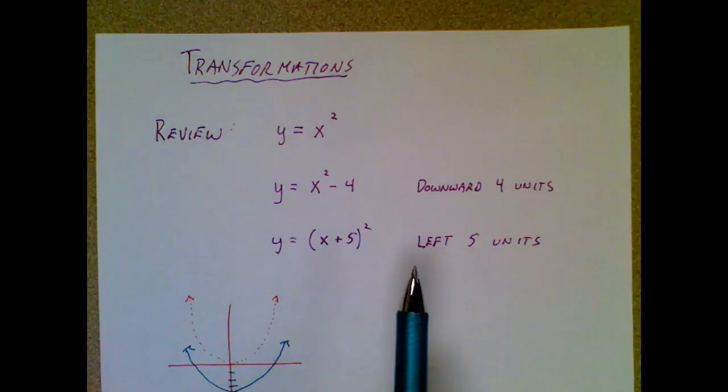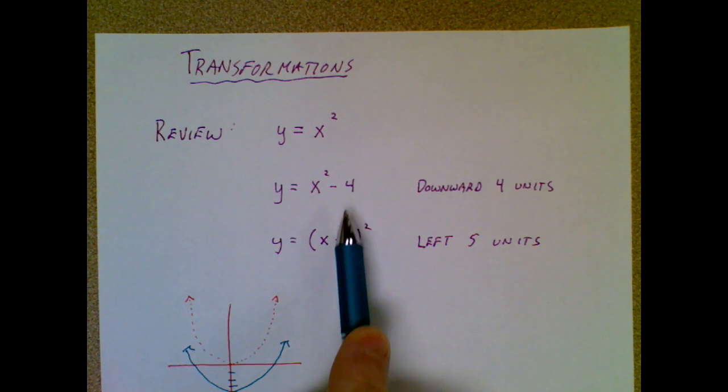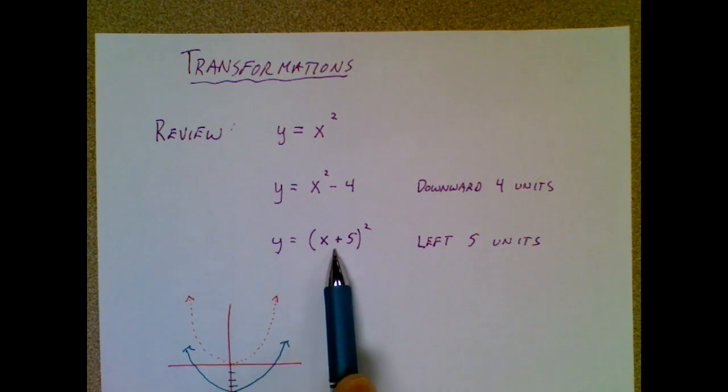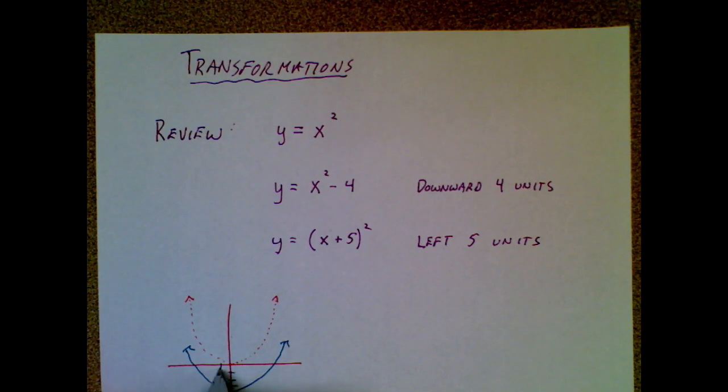Or, much less intuitive, if you put the plus or minus with the x instead of outside the influence of the x, now it's going to move it left and right, and against your intuition, a plus 5 attached to the x will move this 5 units to the left, and so your new function would be over here.